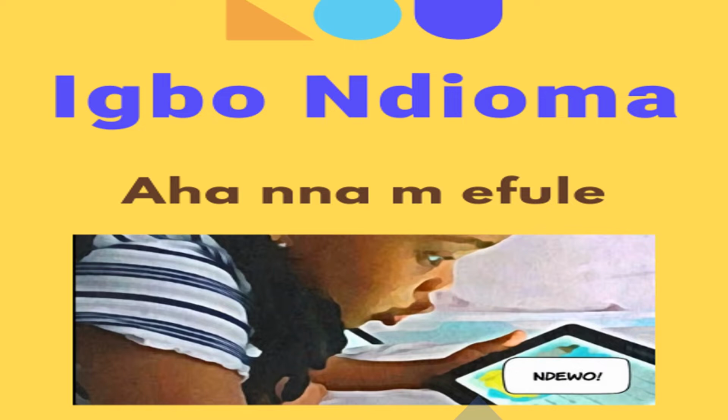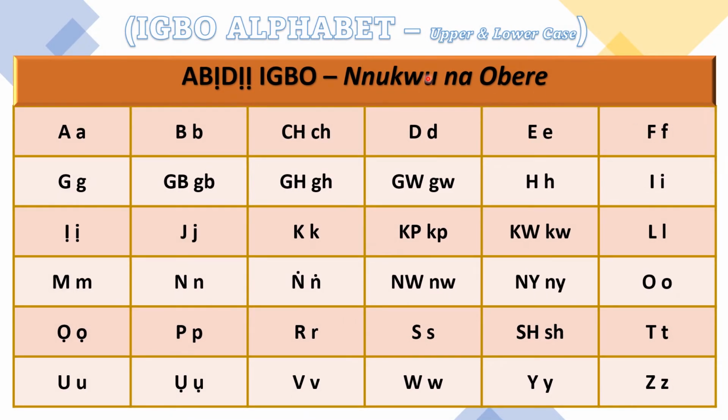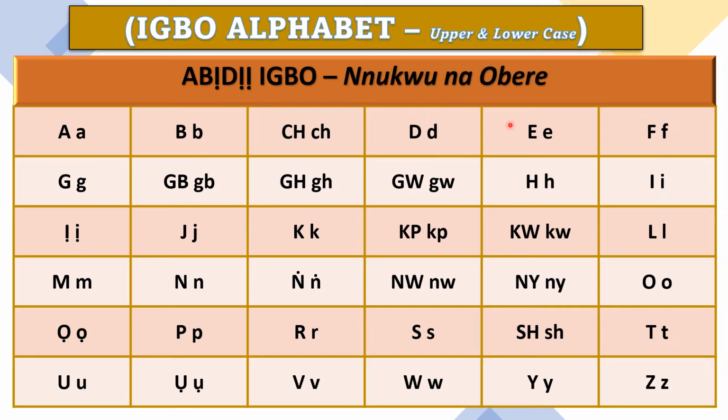Today we'll be looking at the Igbo alphabet, that is ABIDII IGBO. We'll be looking at the ABIDII IGBO, the Igbo alphabet, the upper and the lower case. I'll be reading them out so that you will learn how each letter is pronounced.